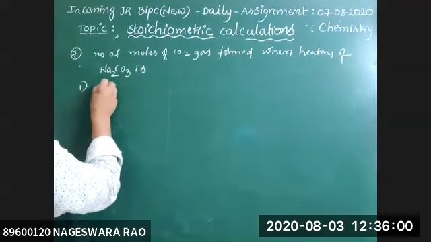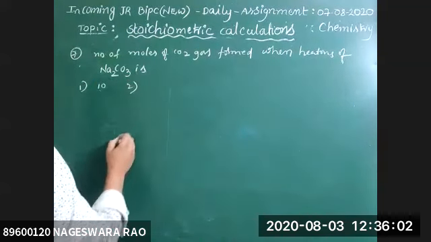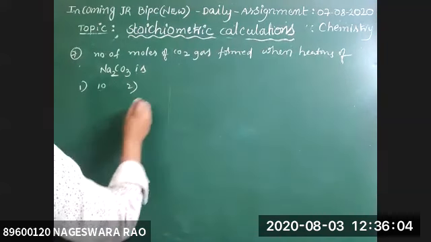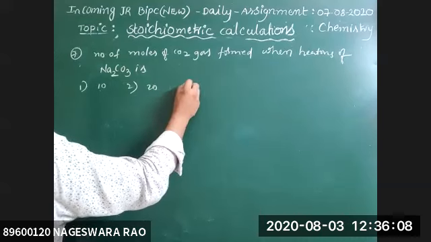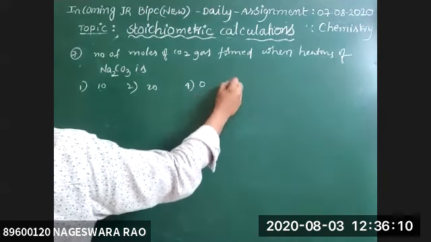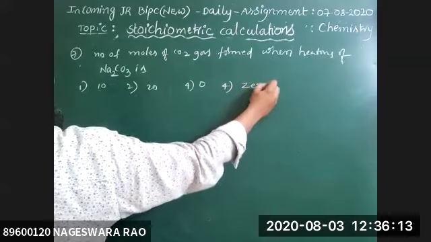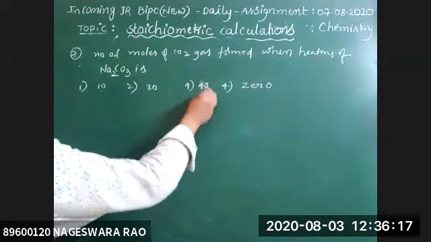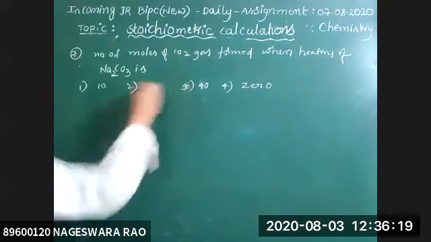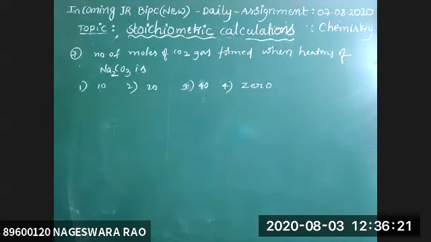so here 10 moles, 20 moles, 40 moles, and 0 moles. So heating of Na2CO3 means 1 mole of Na2CO3 is heated.